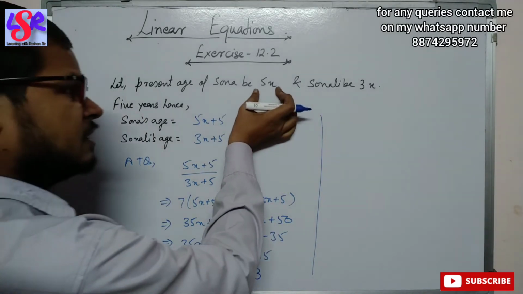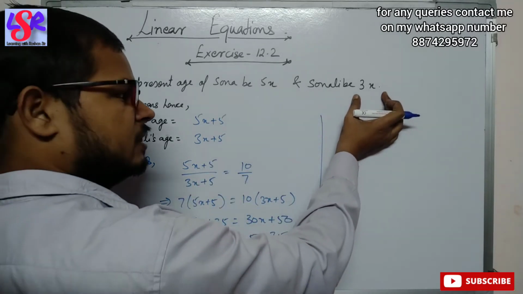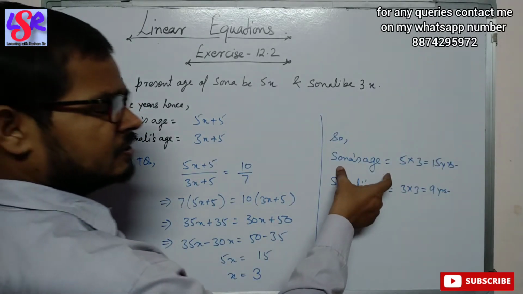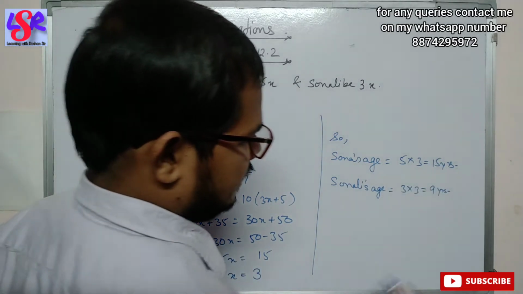Now we're going to place the value of x over here to get the age of Sona and over here to get the age of Sonali. And here we get the age of Sona as 15 years and Sonali as 9 years as the answer.